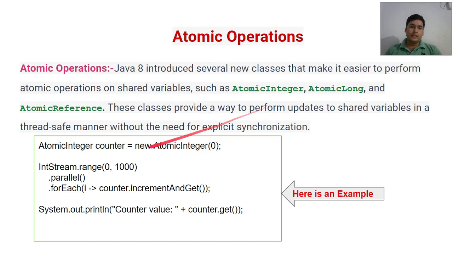Atomic operations: you can see here atomic integer, and you can store the data and provide the range, and you can do the operations with all those classes like atomic integer, atomic long, atomic reference. Okay, so I hope you understood. This is also part of the Java 1.8 features.